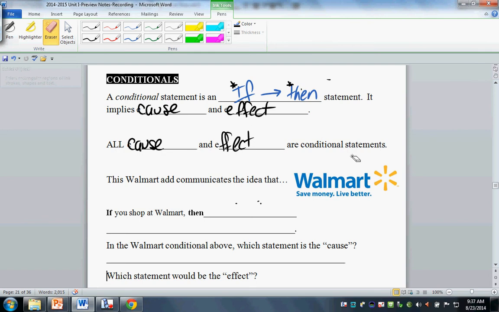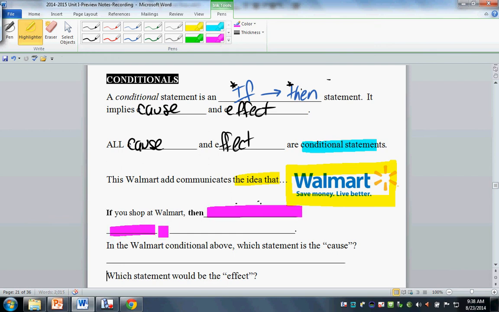All cause and effect statements are conditional statements. So take a look here at this ad. The Walmart ad communicates a certain idea. I'd like you to look at this Walmart ad, and fill in this if-then statement, starting with, if you shop at Walmart. What is Walmart implying through this ad? Write it down.